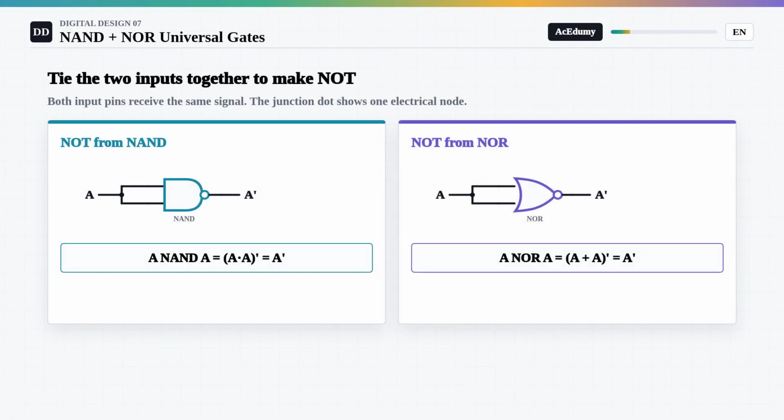The first construction is an inverter. Connect both inputs of a NAND gate to the same signal A. The gate computes the complement of A and A. Since A and A equals A, the output is A prime.